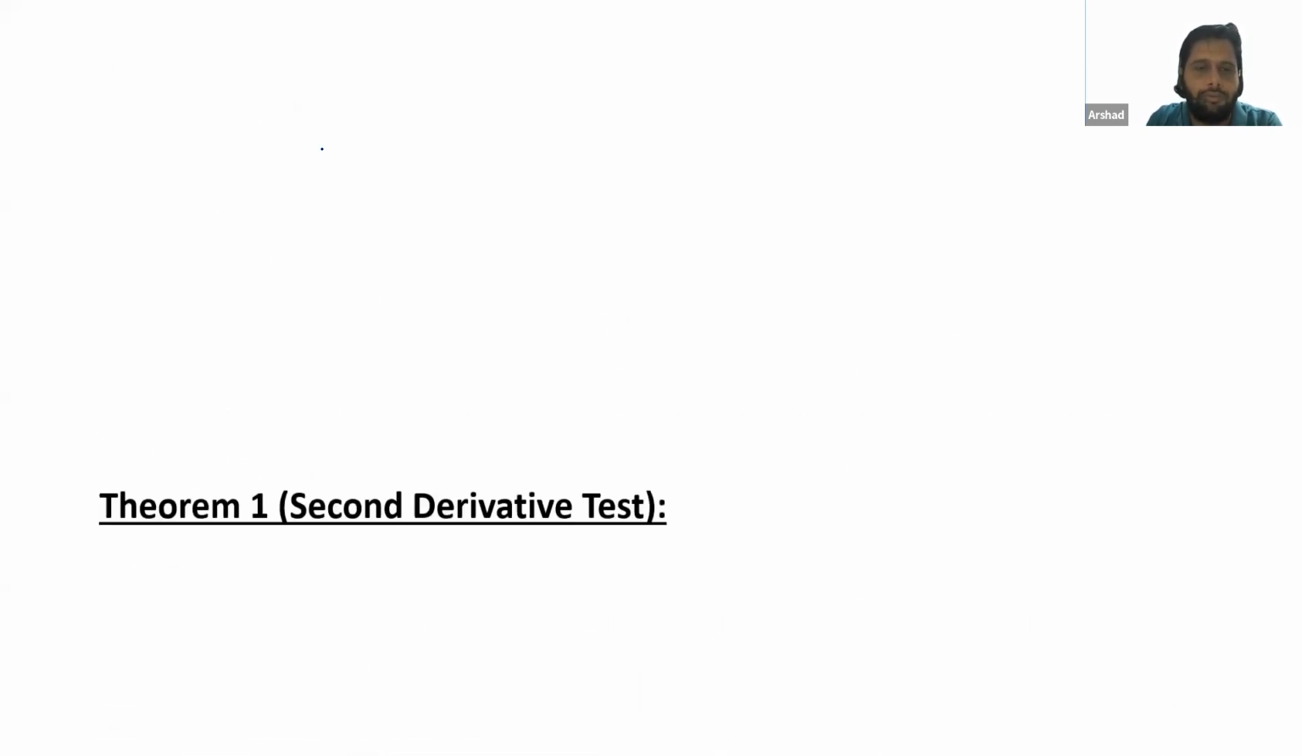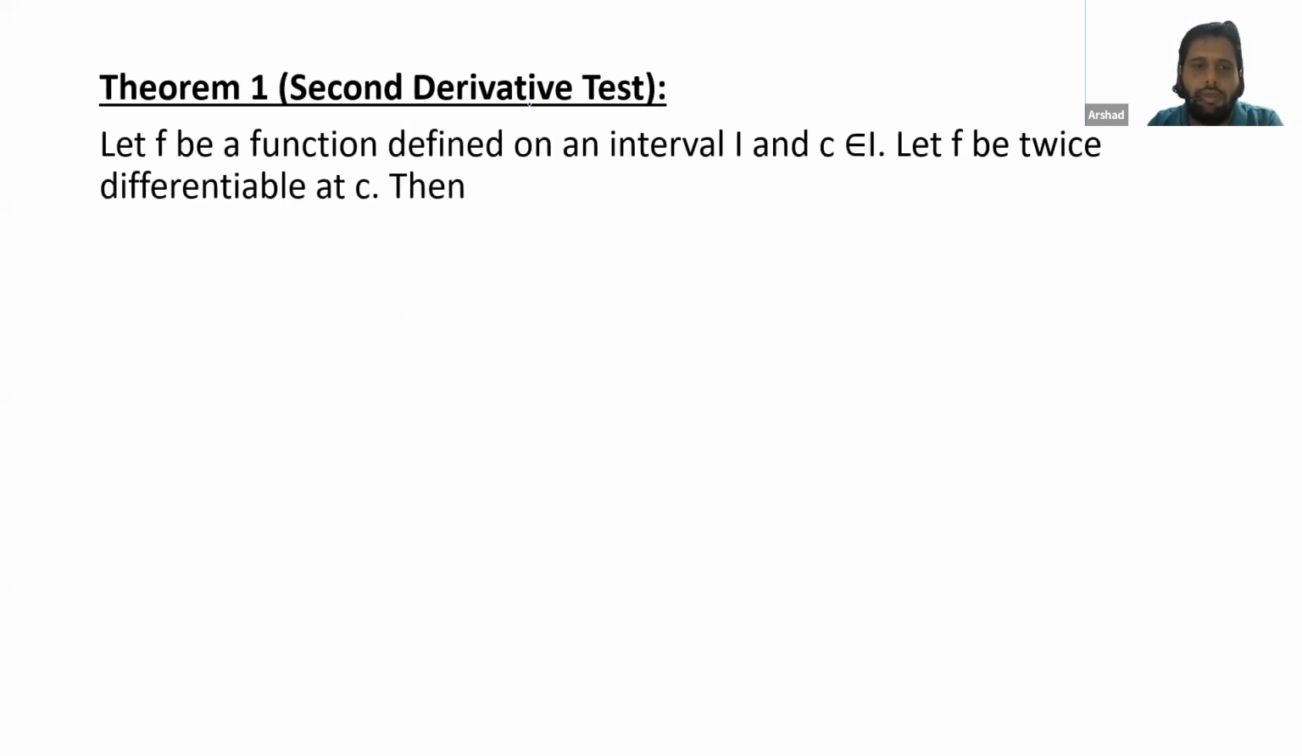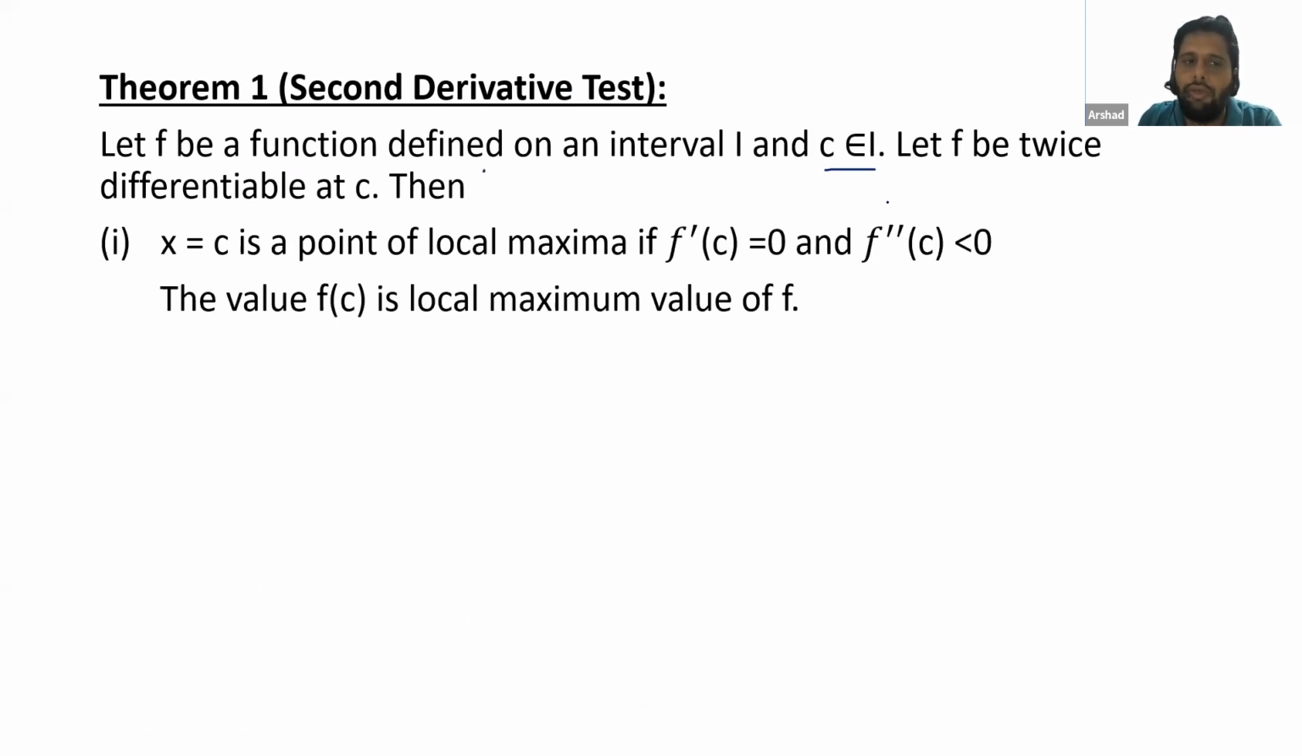So this is the second derivative test. Suppose f is a function defined on interval I and c is a point which belongs to I. Let f be twice differentiable at c. So the function should be twice differentiable at that point. Then x is equal to c is a point of local maxima if f dash c is equal to 0.